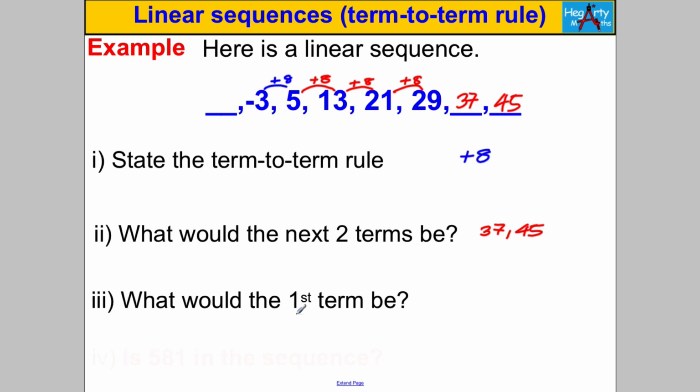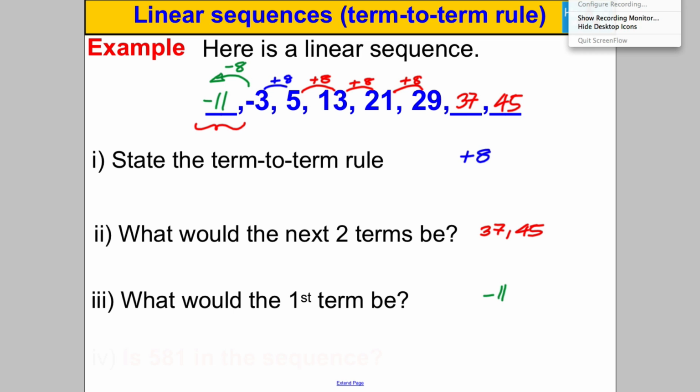And what would the first term have been? This here would be the first term. Now, if I'm moving along to the right, and each time I'm adding 8, to go backwards, I must what? That's right, subtract 8. Okay, so it's negative 3, take away another 8 is going to be negative 11. And you can check you got it right. If you take negative 11 and add 8 to it, you do get negative 3. So the next term would be negative 11.